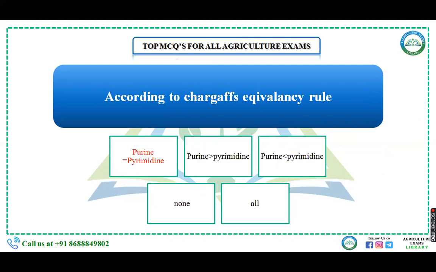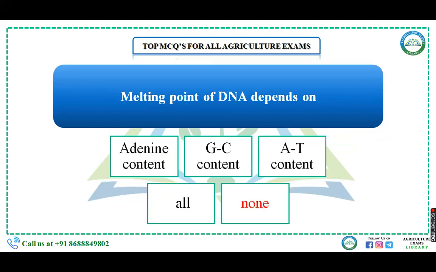According to Chargaff's equivalency rule: purine equals pyrimidine, purine greater than pyrimidine, purine lesser than pyrimidine, none, all. According to Chargaff's equivalency rule, in the DNA, purine will always be equal to pyrimidine. These are the important points which you have to keep in your mind.